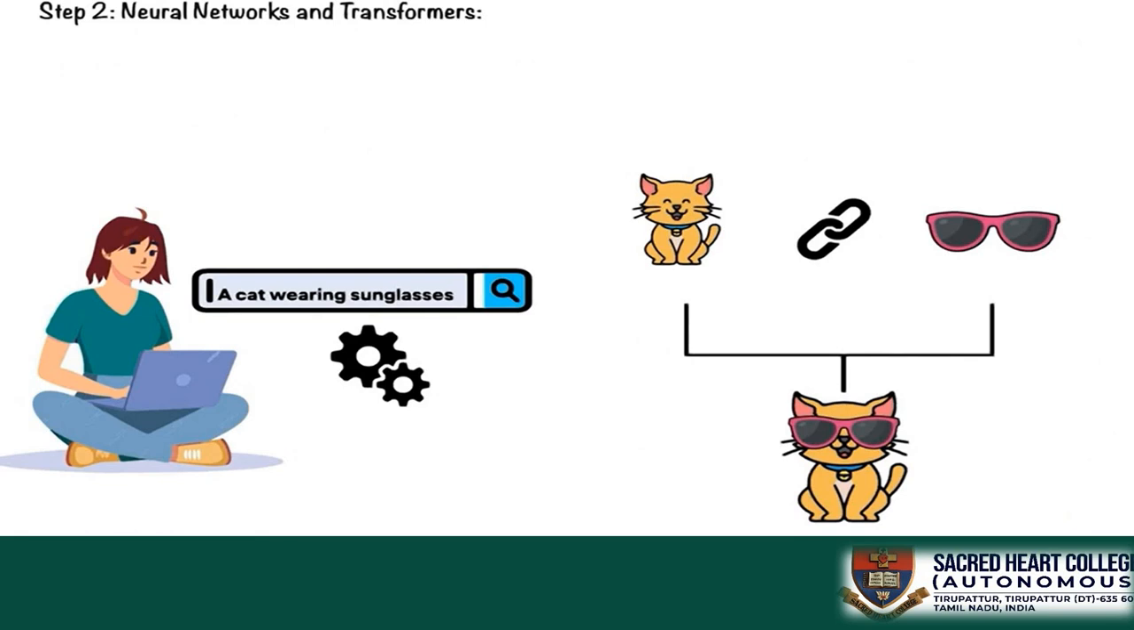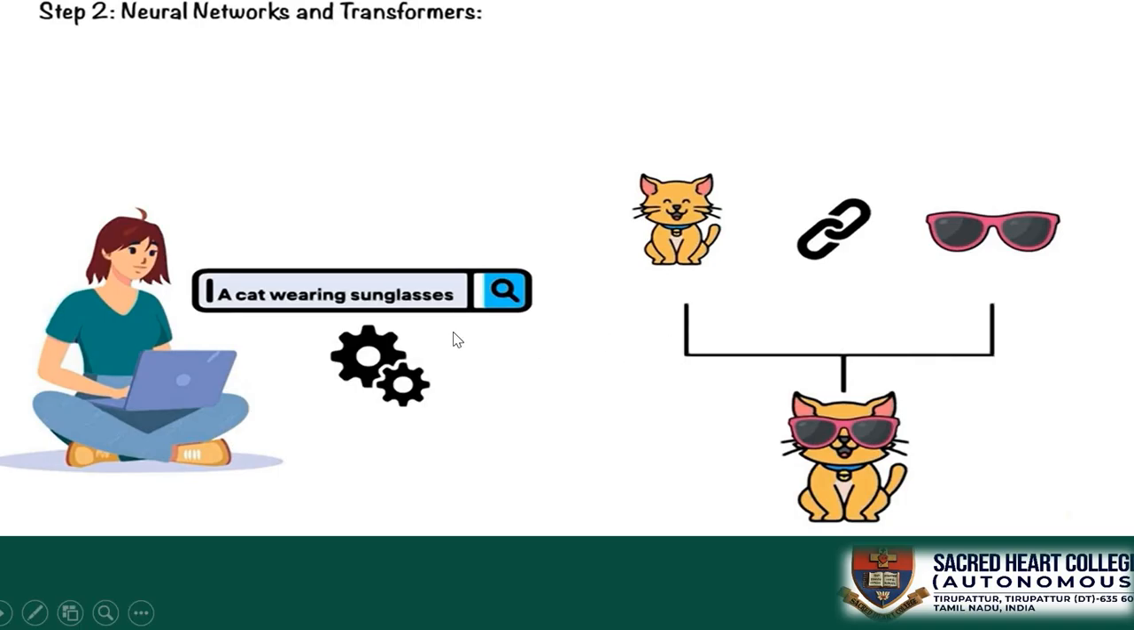And the second step that we have is neural networks and transformers. Now let's move on to this, which is the brain behind AI image generation. Okay, so let's say you are typing a prompt, a cat wearing sunglasses. How does AI actually understand this? Here's what happens behind the scenes.